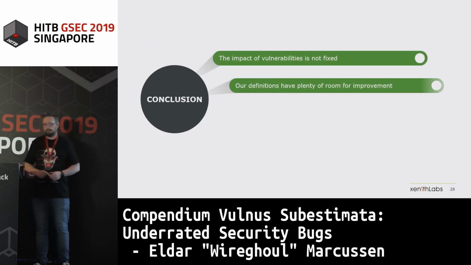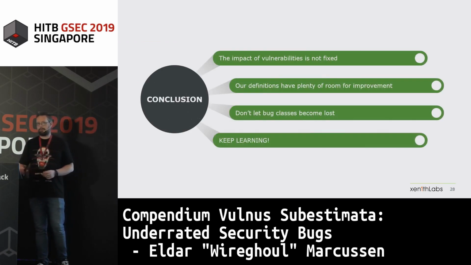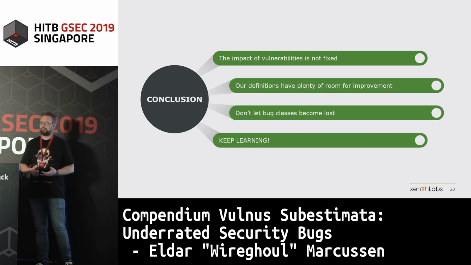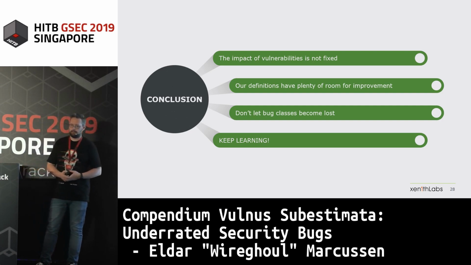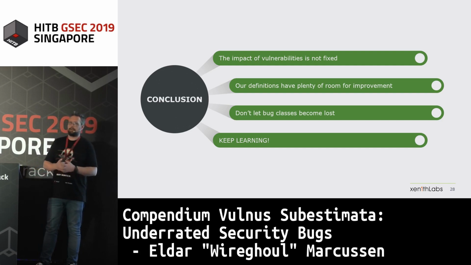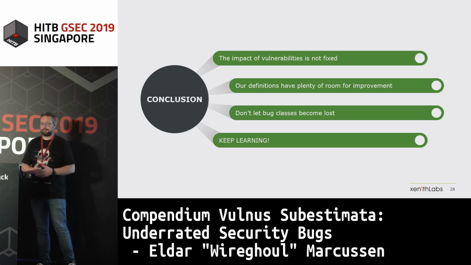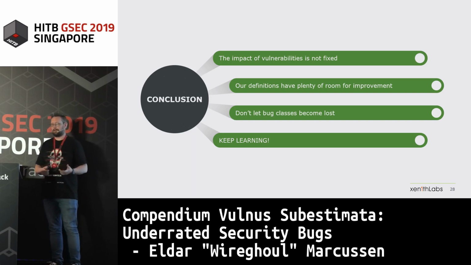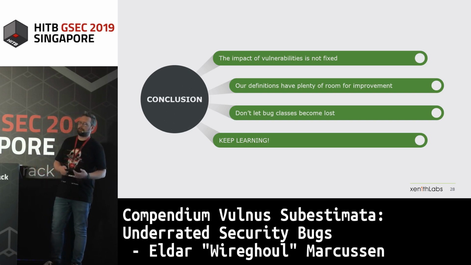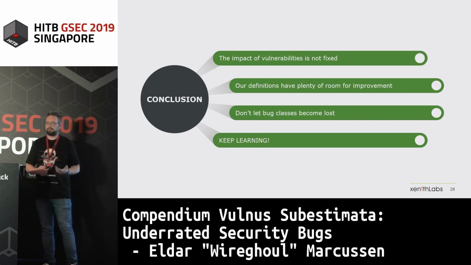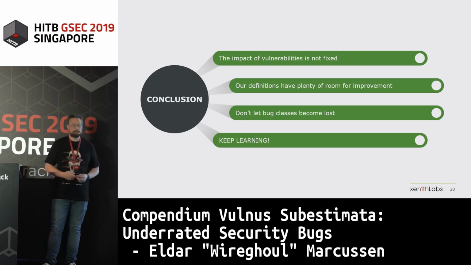All right. So, conclusion. The impact of vulnerabilities is not fixed. When you find a vulnerability and you write an exploit, you typically have the choice to choose what you want to achieve as part of the exploitation. Our definitions of bug classes and definitions of vulnerabilities definitely have room for improvement. Quite often the recommendations also have room for improvement. We should not let bug classes become lost. A lot of the time old vulnerabilities can be brought back and applied to new things such as race conditions and web frameworks. And always keep learning.